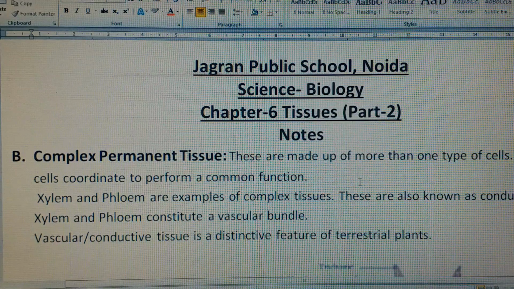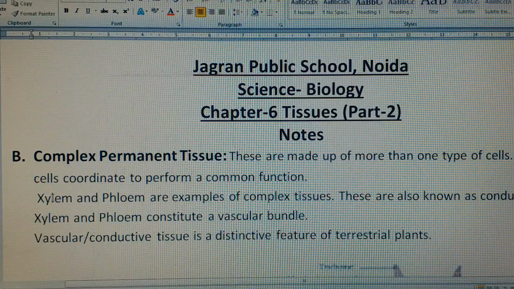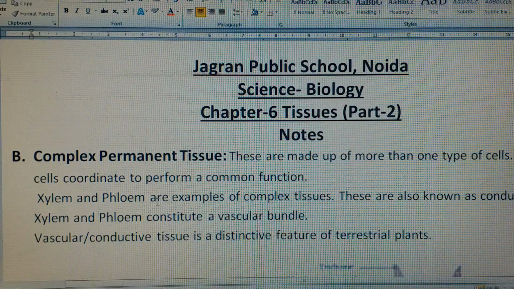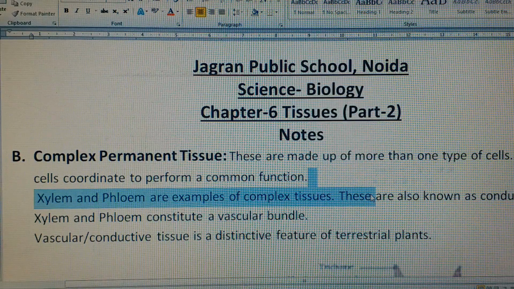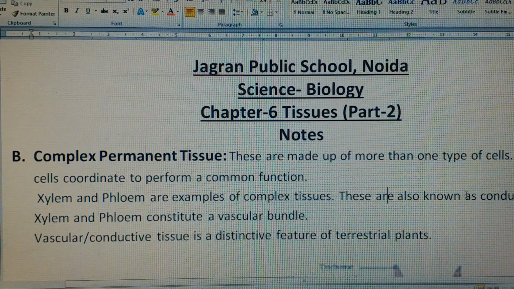So in plants, two complex tissues are found. One is xylem, another one is phloem. These are the examples of complex tissues in plants. They are known as xylem and phloem. They both are known as conductive tissues.